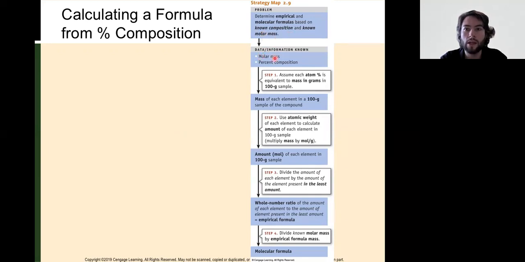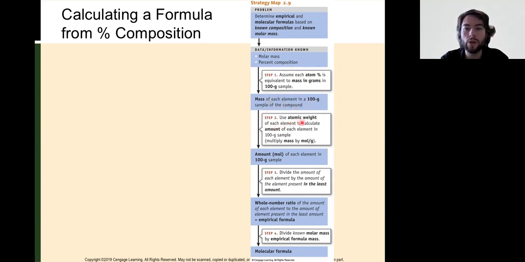So we have the molar mass of the compound. This is the total mass of the molar composition. Then we have the percent composition. Assume each atom percent is equivalent to mass in grams in the 100-gram sample, the same as what we did with the empirical formulas. So 70% in the molar mass is 70 grams. The mass of each element in the 100-gram sample of the compound is then determined.